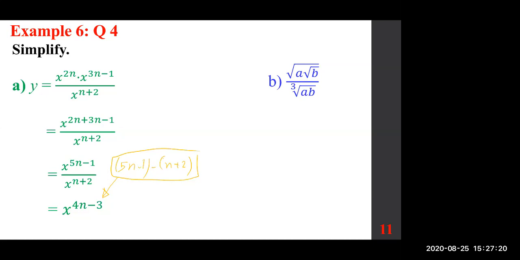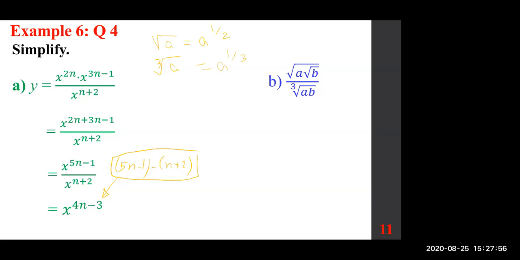In order to simplify B, we have to go to the law of exponents. To do that, first we have to change the roots such that they look like exponents. Everybody knows that square root of a is a to the power of 1/2. Cube root of a is a to the power of 1/3.